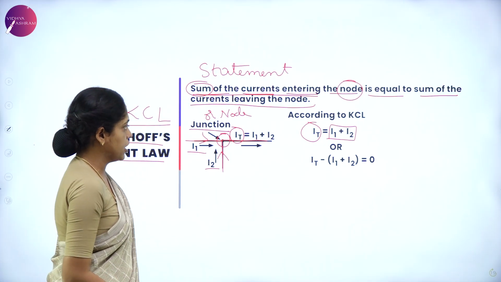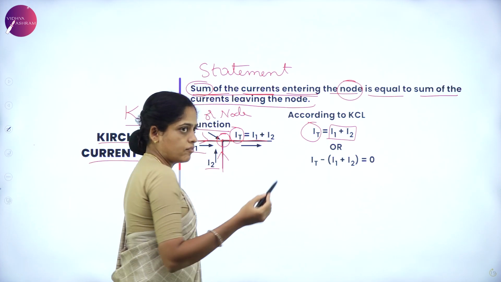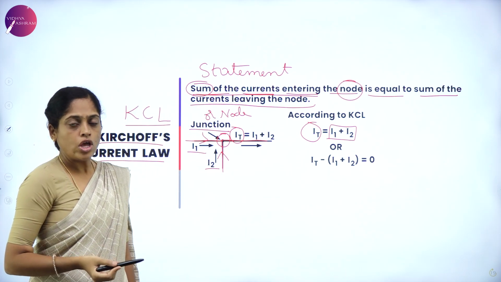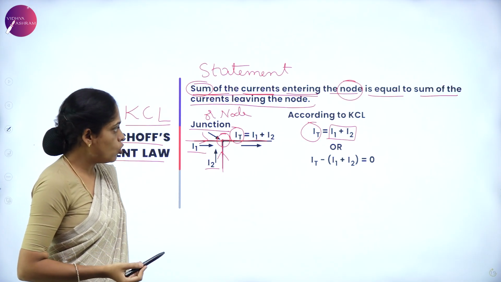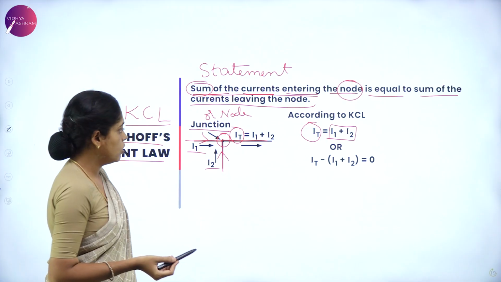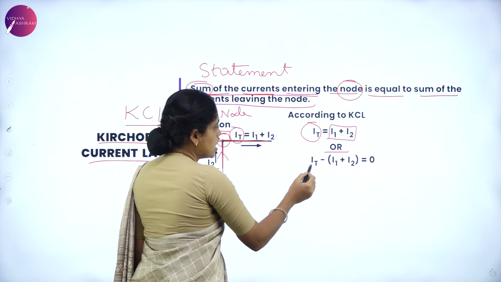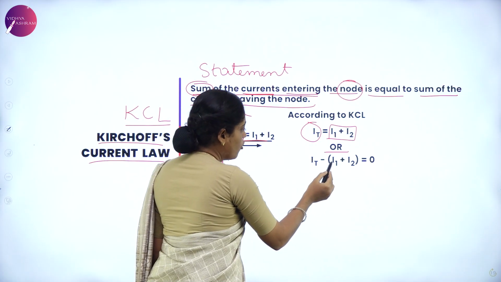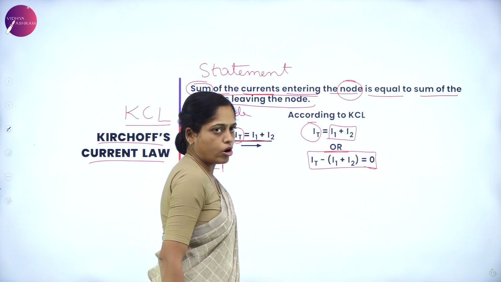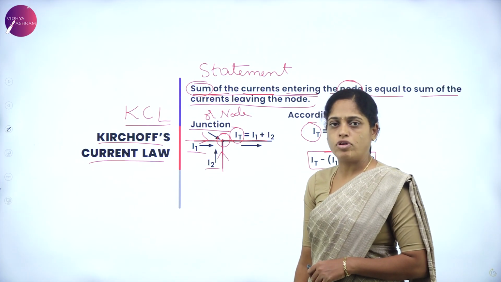Here it is IT. Therefore, what is the value of IT? IT is equal to I1 plus I2. This is the use of Kirchhoff current law. You can find out unknown current in a circuit using the Kirchhoff current law. Or you can also rewrite this equation as IT minus of I1 plus I2, which is equal to 0 according to KCL, the first law in Kirchhoff laws.